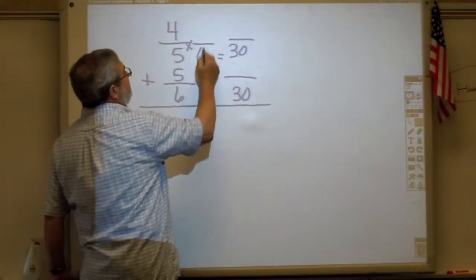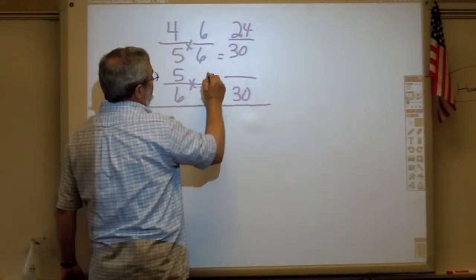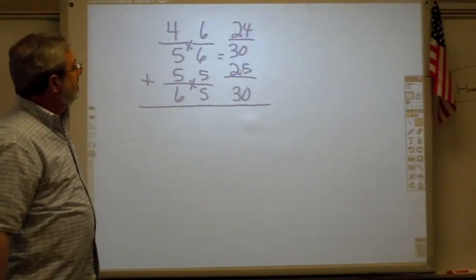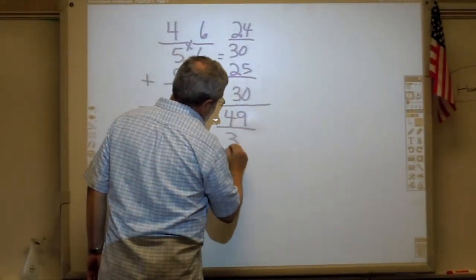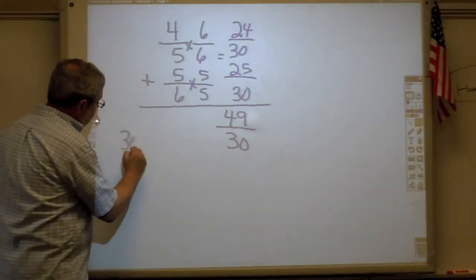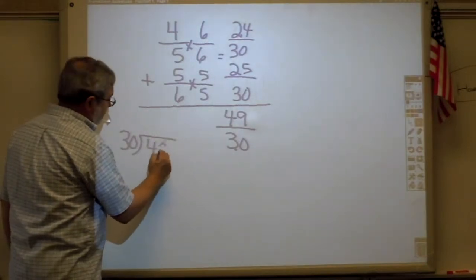5 times 6, and then 6 times 5. So this is what I'll come up with right here. 4 plus 5, that'll give me 49 over 30. Again, I should recognize improper fraction. I must go back and simplify this by dividing the denominator in the numerator.